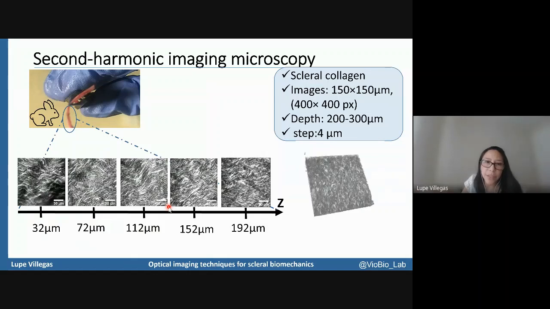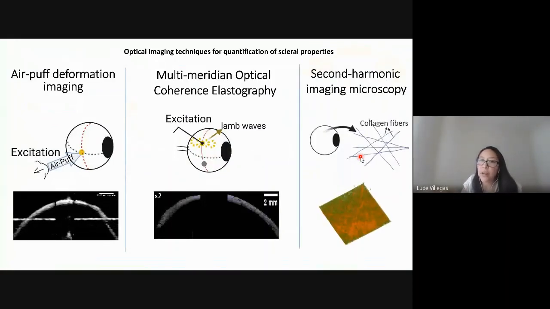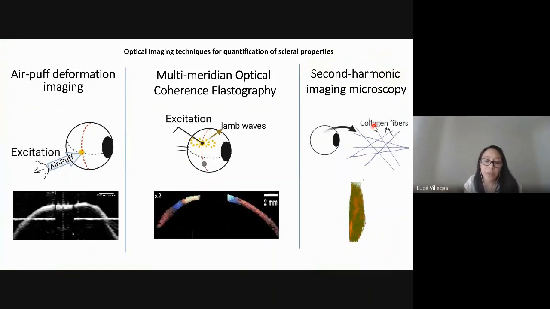As we see here, different scleral collagen images throughout the depth are separated by 14 micrometers from each other. And we determine here the orientation, how uniform the direction is, and how straight the fibers are using an order coefficient and by the analysis of all the images. And also we can estimate the difference between, for example, some regions in the sclera of the rabbits, specifically nasal and temporal regions. So in general, we are using these 3 different techniques to map the sclera in order to prevent and control different ocular diseases, as for example, myopia.